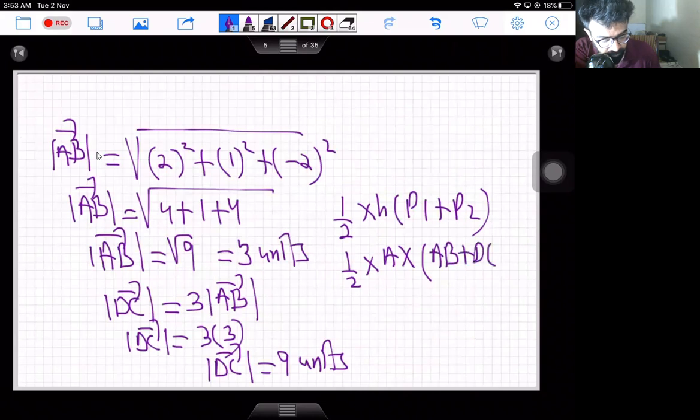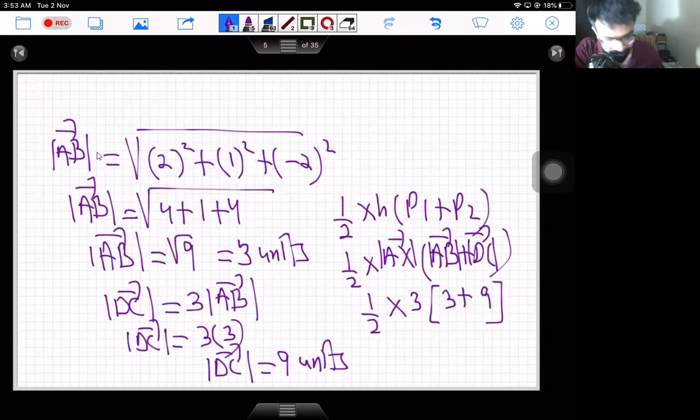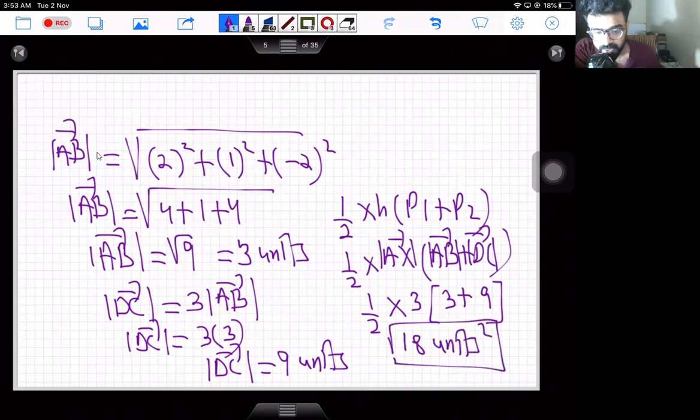So here you go. Half into the magnitude of AX, which was 3 units. AB is also 3 units. DC is 9 units. So 9 plus 3, this is 12. 12 times 3 is 36. 36 divided by 2. 18 units squared is basically the area of the trapezium. As simple as that.